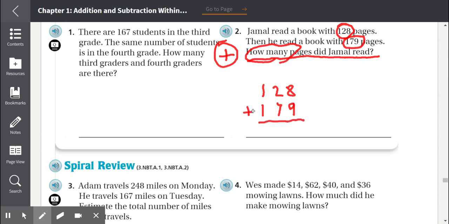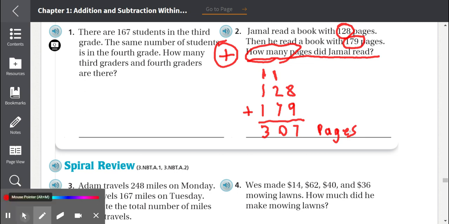Let's start with the ones place. 8 plus 9 is 17. 1 plus 2 is 3. 3 plus 7 is 10. We carry our 1 over to the hundreds place. So now, 307 pages.